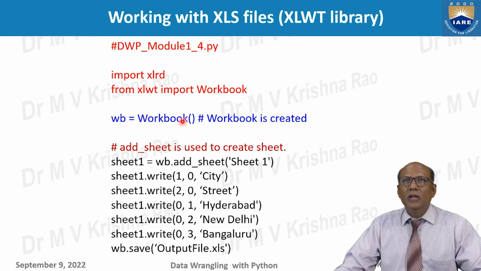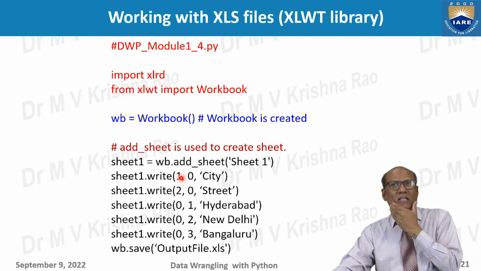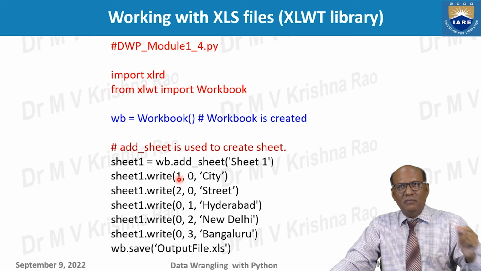So this is what you have. You have created the instance of Workbook, calling the object WB, and in this you are adding sheet by sheet. The method is add_sheet, sheet1, and the sheet1 object is here. Then take this object, go to the write method, sheet1.write, this is the data. So what is this one? 1, 0, city. So 1 means basically first column.